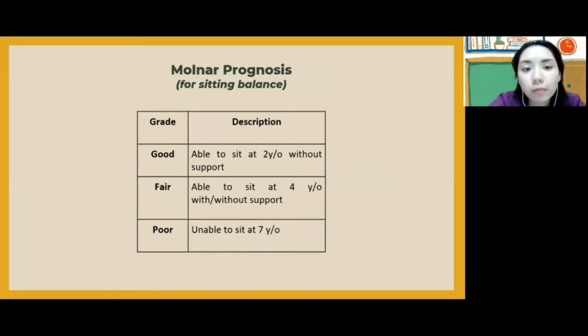Here we also have the Molnar prognosis. There are different grades: good, fair, and poor. For good, able to sit at 2 years old without support. For fair, able to sit at 4 years old with or without support. And poor, which is unable to sit at 7 years old.